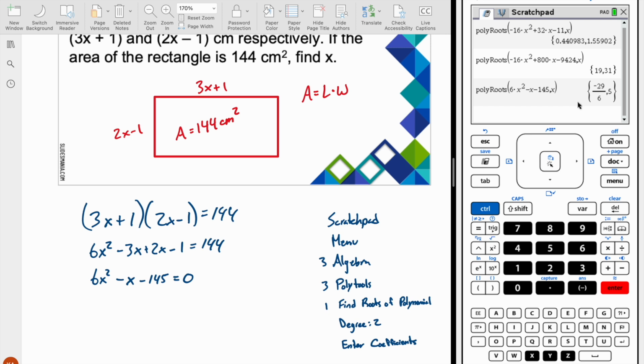We have to remember one thing. When we are looking at a word problem, even though we end up with negative 29 over 6, and we have 5 as another answer, we have to keep in mind it is not possible for us to end up with negative 29 over 6 as an answer. Keep in mind, we are looking at the length of something. It is not possible for it to be a negative. In this case, our answer is going to be 5 centimeters.